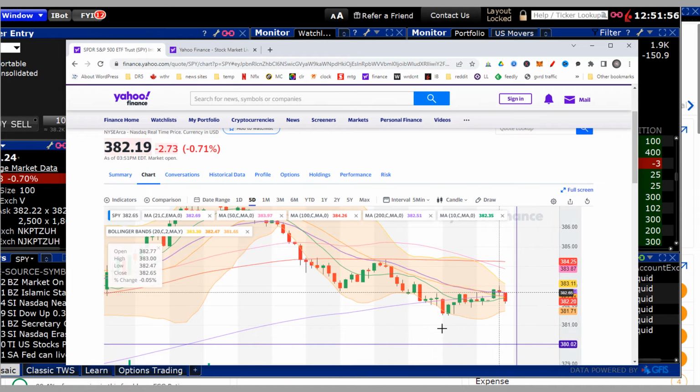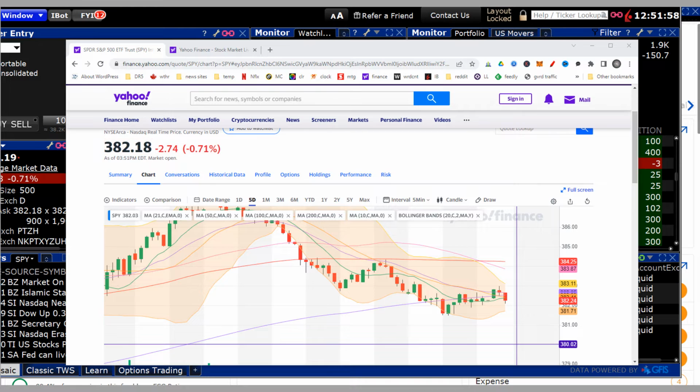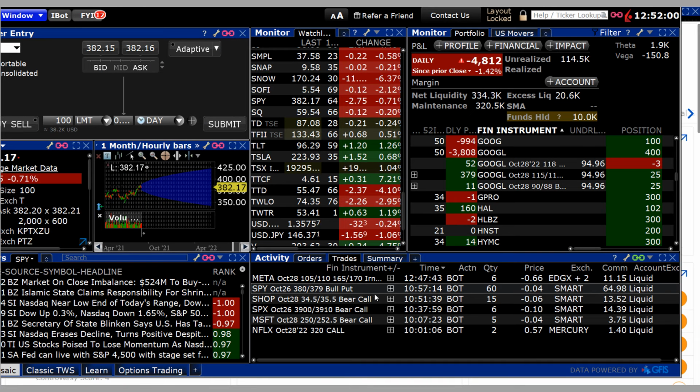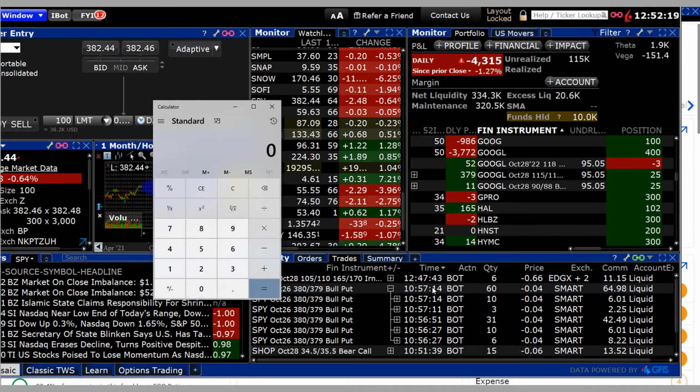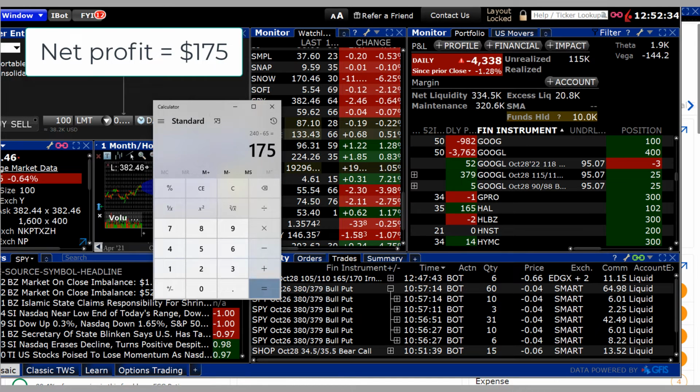So there was a nice rebound there. And if we take a look at my option here, for the SPY, each contract I sold for 4 cents. And then I paid $65 in commission. So 4 times 60 contracts, that's my gross premium, and then minus $65. If all of these 60 contracts expire worthless, then my net income would be 175 for today.